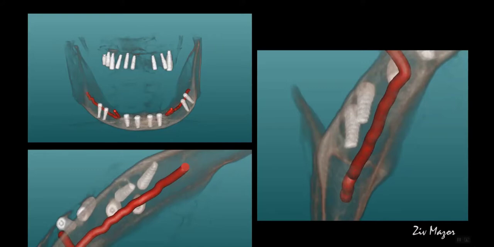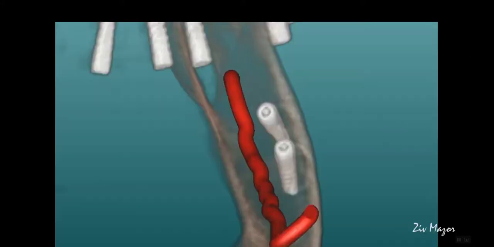When we take a post-op CBCT, we see very nicely the trajectory of the nerve, which is stained here in red, and the implants. And you can see that there is no contact between the implants and the nerve.